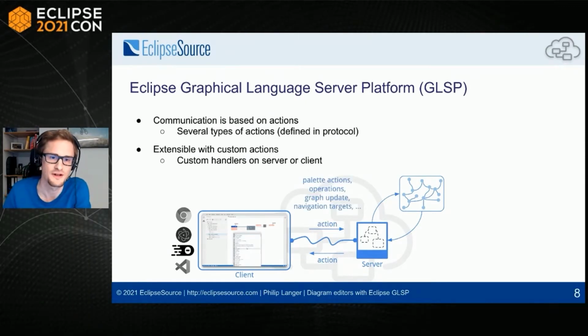Of course, the protocol defines a bunch of different actions. So for instance, to obtain all the available palette items, which operations can be applied, or even, for instance, to resolve navigation targets and stuff like that. So whenever a client then wants to, for instance, create a node, this will result into an action that is sent to the server, which then typically updates the original model source, regenerates the graph model, and sends an update action back to the client, which then re-renders the new version of the diagram on the client.